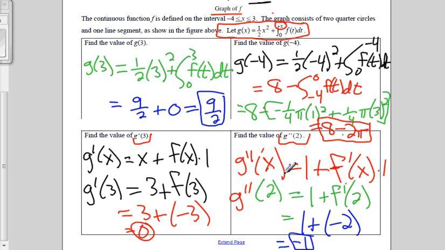Okay, so that is day 58, second fundamental theorem of calculus. Again, some of the confusion: when do I just find the area under the curve? That's when it's just g of 3 or g of -4. When do I use the second fundamental theorem of calculus? That's when it's g prime, and then I use that to give me the second derivative. Okay?